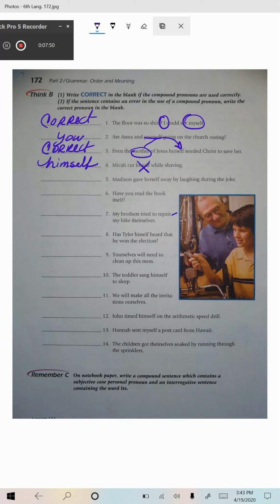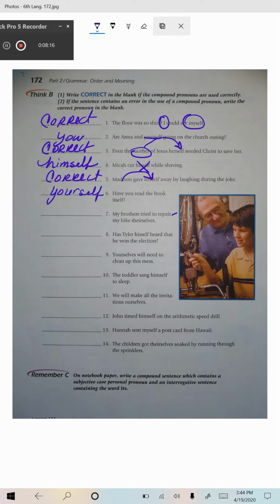Madison gave herself away by laughing during the joke. So we have Madison and herself. So that's good. Have you ever read the book itself? Well, that's not even. Have you ever read the book yourself? You shouldn't be in it. It's not very nice to call yourself in it.